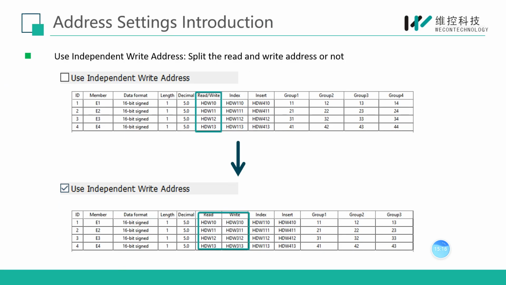And the next one is about using the independent write address. Sometimes if we want to split the read and write addresses individually, then we can set up this address. But usually we rarely use this one.